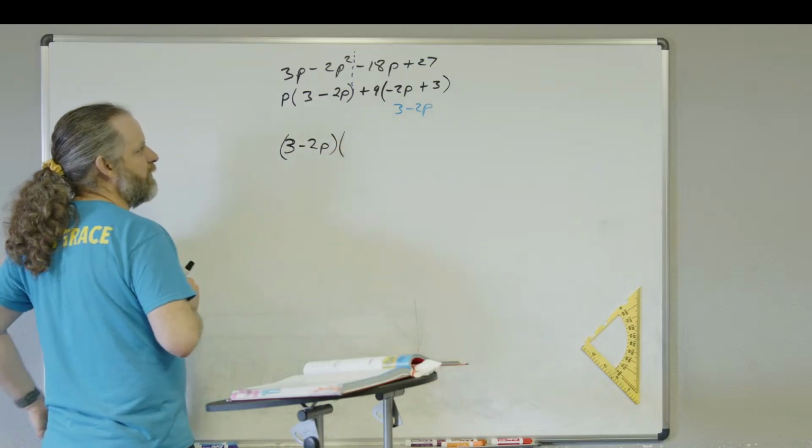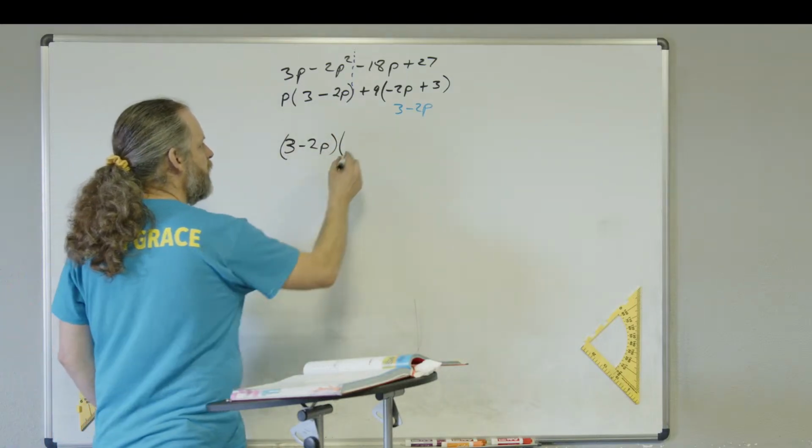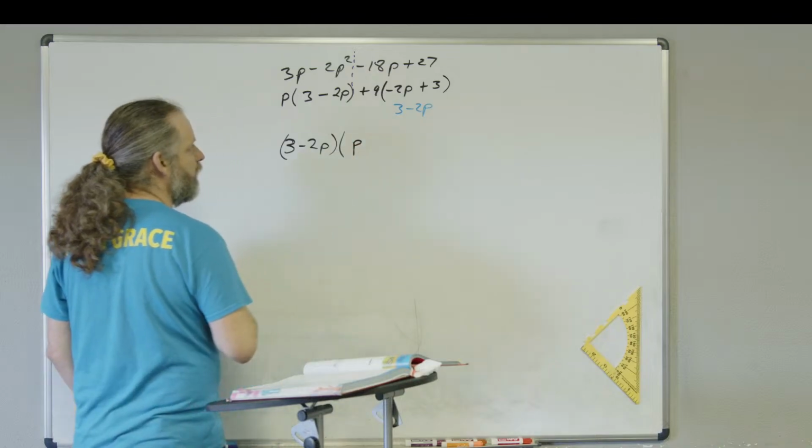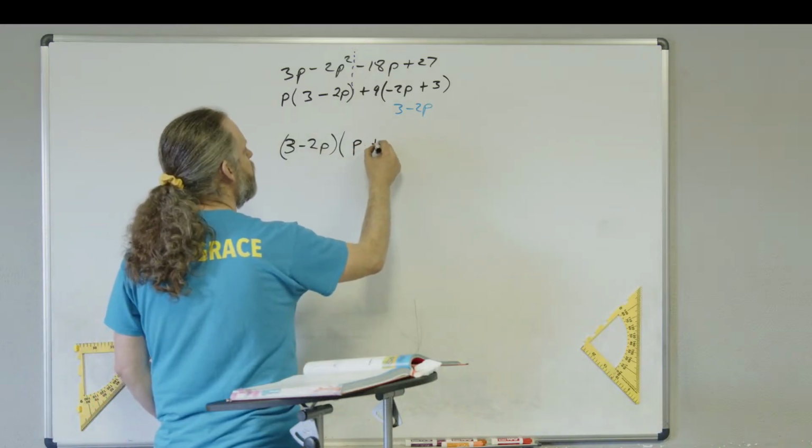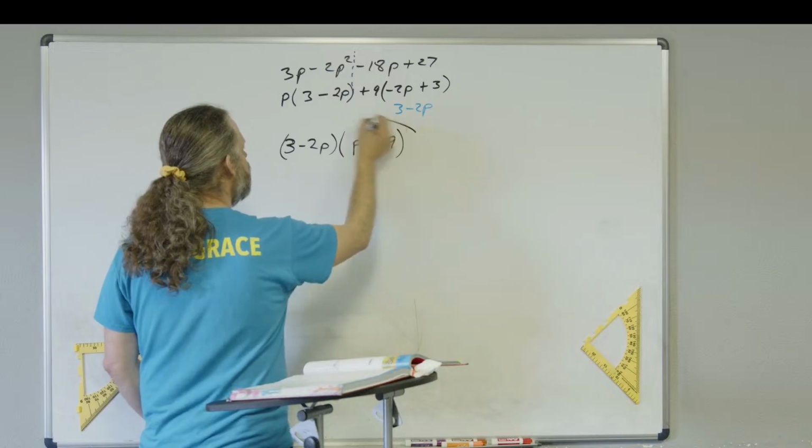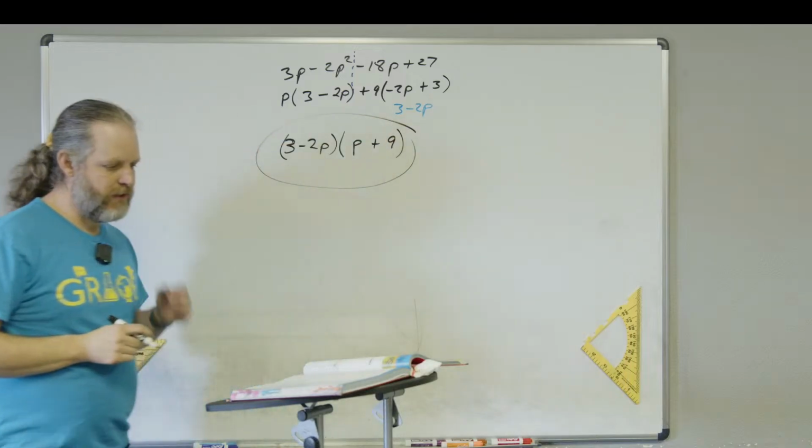What's left in the first one? P. And on the second one? Plus 9. Easy money.